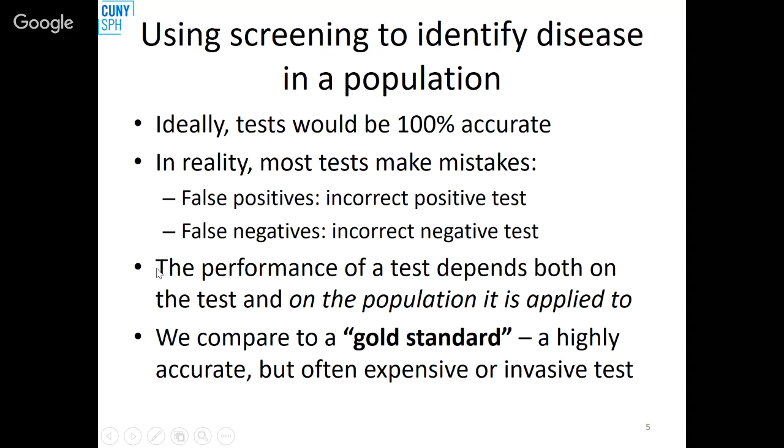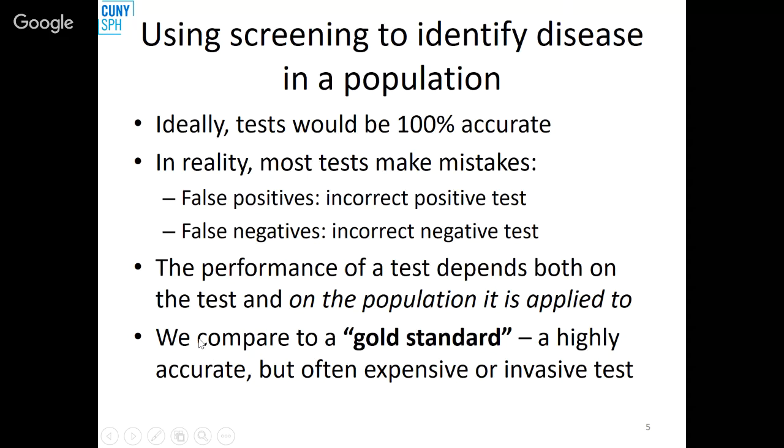And that performance depends not only on characteristics of the test, but the overall performance depends also on the population it is applied to. You can imagine a test like this that is 100% accurate on people with cancer. It performs well if you apply it to a population where almost everyone has cancer, and it performs poorly if you apply it to a population where very few people have cancer.